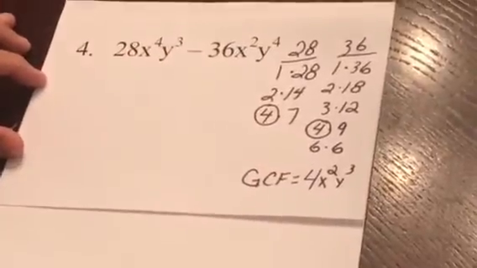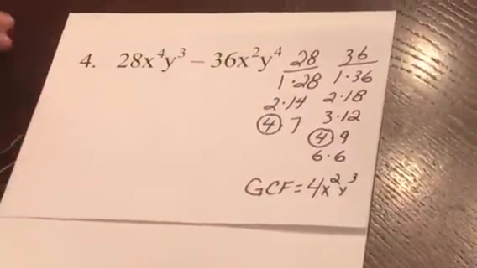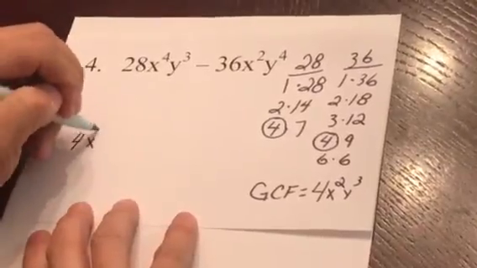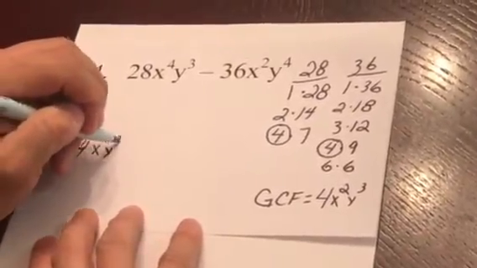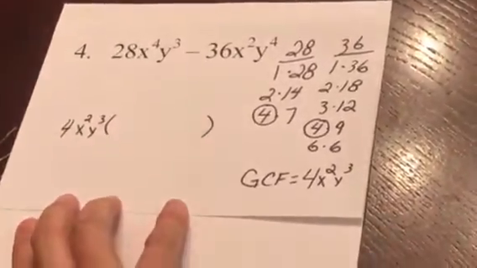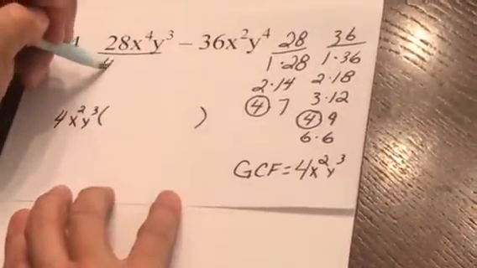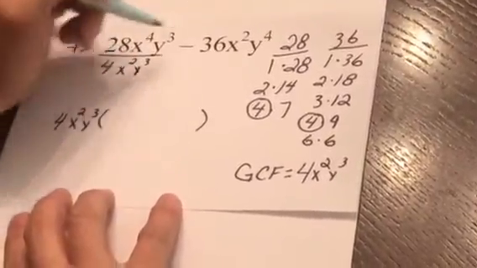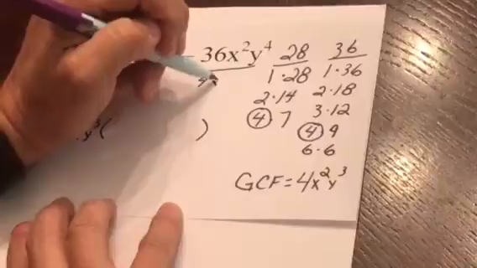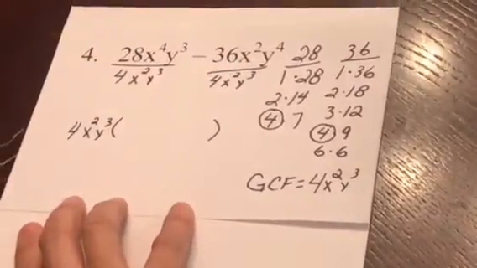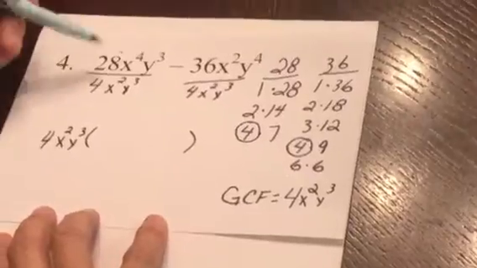Now let's come back to the original problem and let's finish it out. 4, x to the 2, y to the 3. Set up my parentheses where the leftovers will go. Divide by 4, x to the 2, y to the 3. And let's finish that math work, guys.